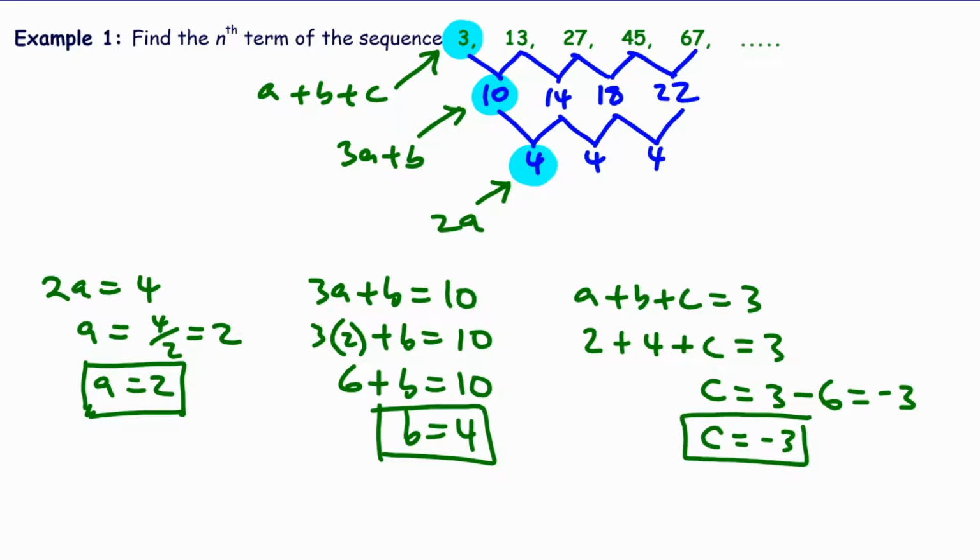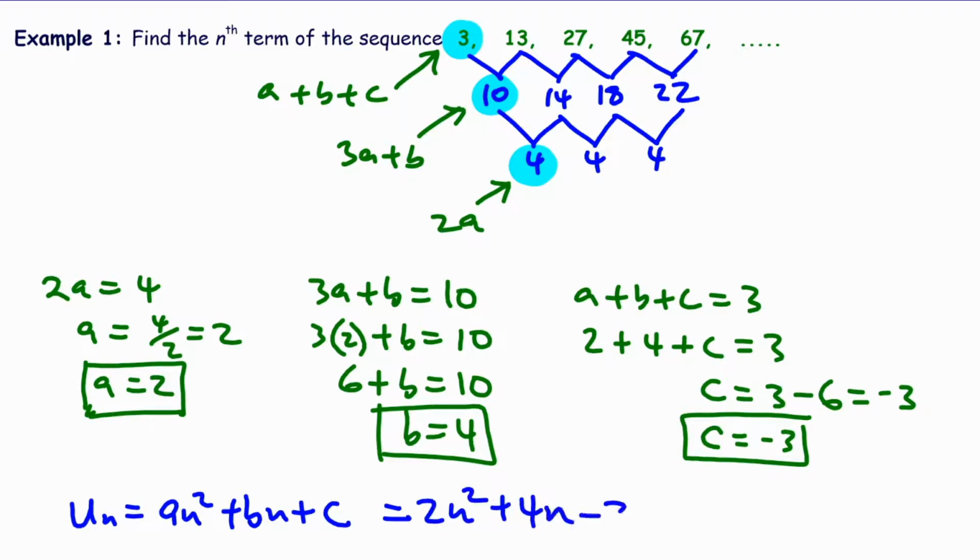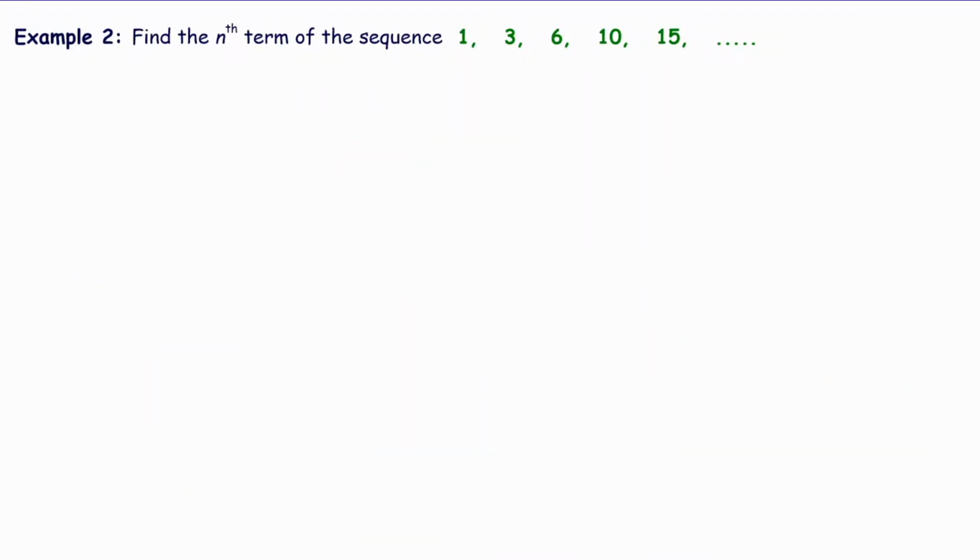And we said that the general quadratic sequence is written in this form: an squared plus bn plus c, which means that in our case, the nth term for this quadratic sequence will be 2n squared plus 4n minus 3. This is our nth term. So that's the nth term of this quadratic sequence.